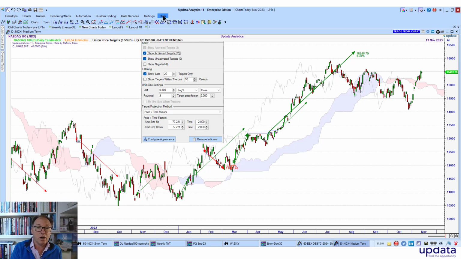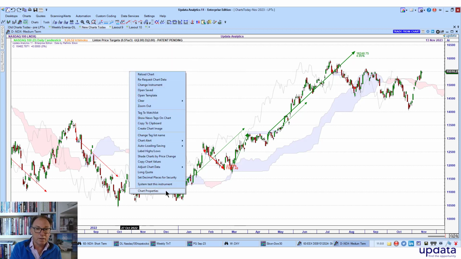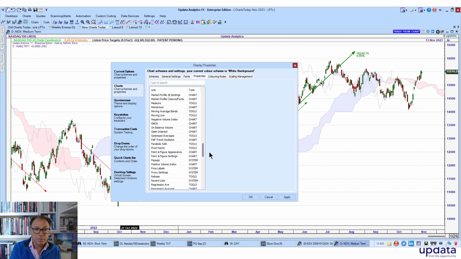You can just look in your help and see what version it is, or just message the help desk. But this is the unit size. It's using 1% of the price, which is half a percent of the price. That's the default. And where does that default come from? It comes from, if I look at my chart properties, it comes from just the configuration.